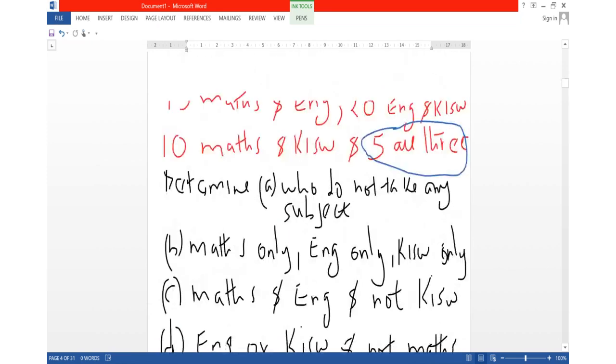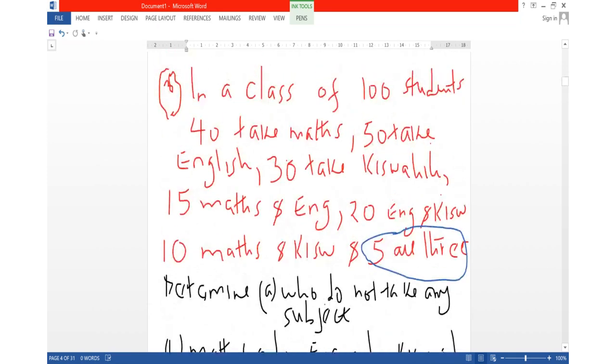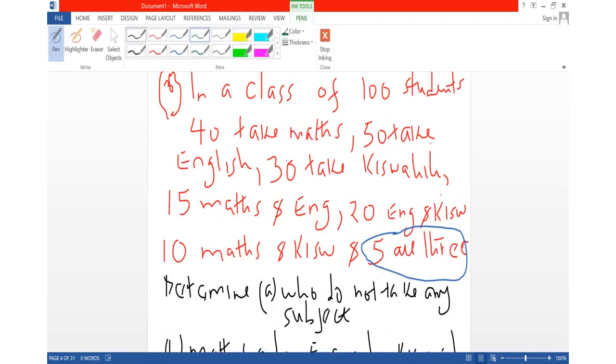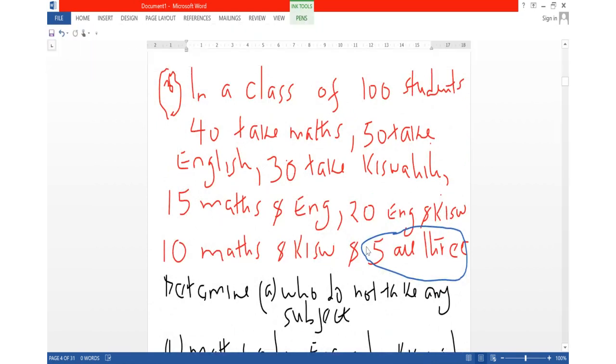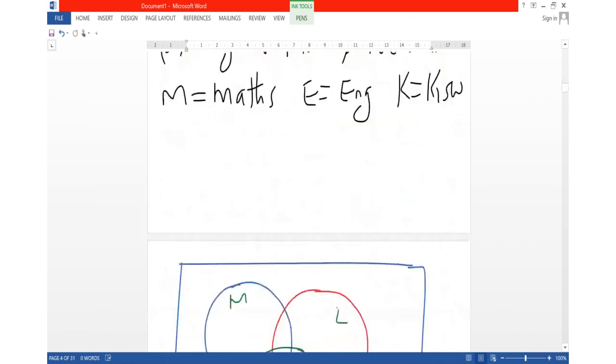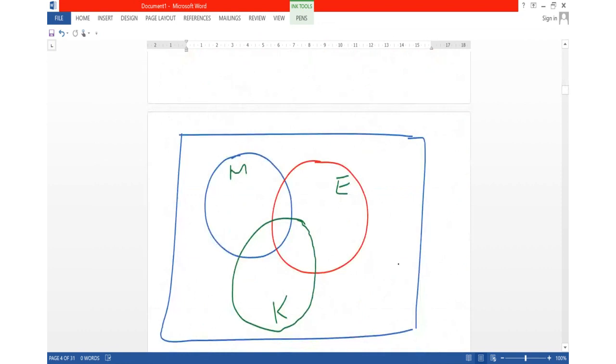We have said if you want to do these application questions, you always start where? At the intersection. So the intersection has 5. You start at 5, the intersection where they are meeting. If you do it the other way around, if you start giving M the number, you will be wrong. We shall start at 5.